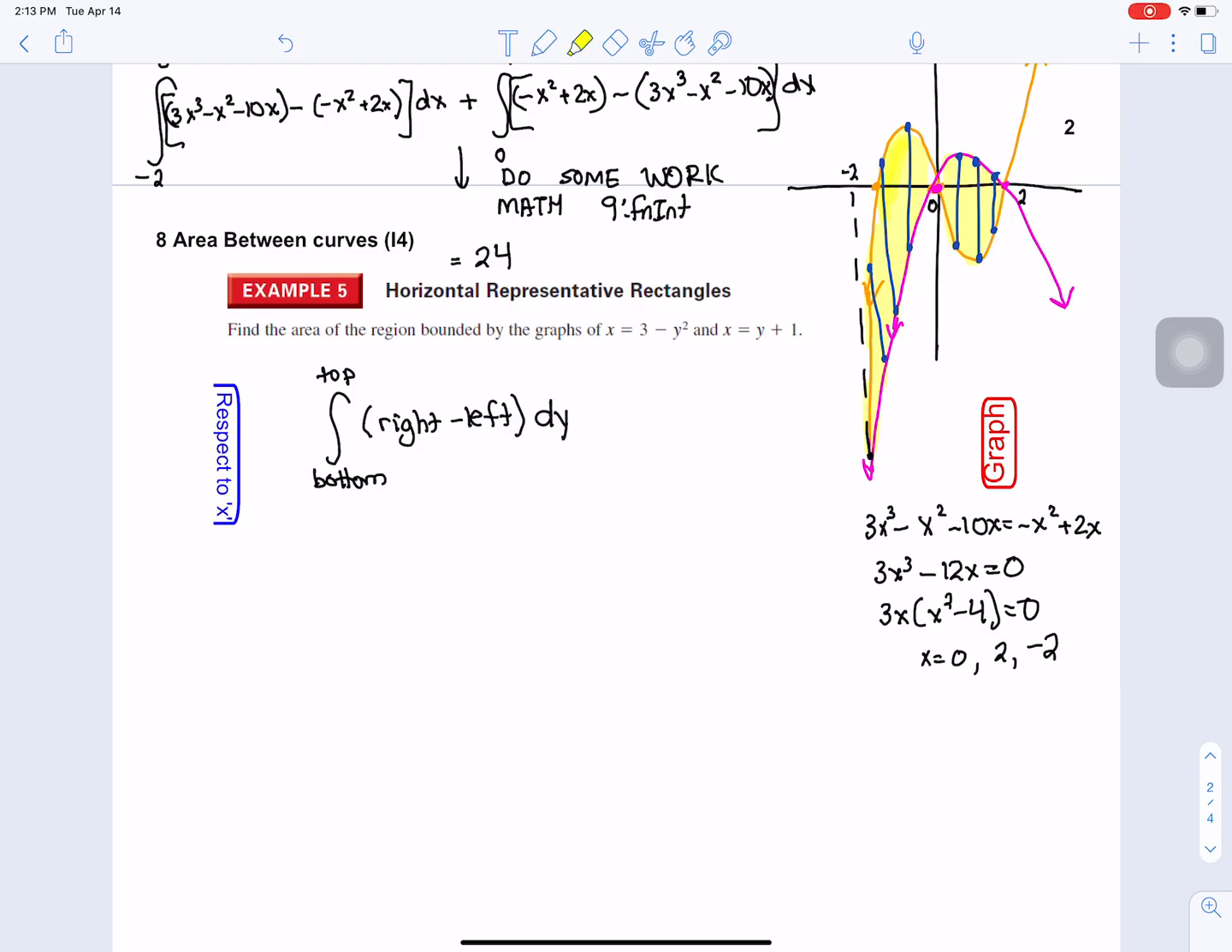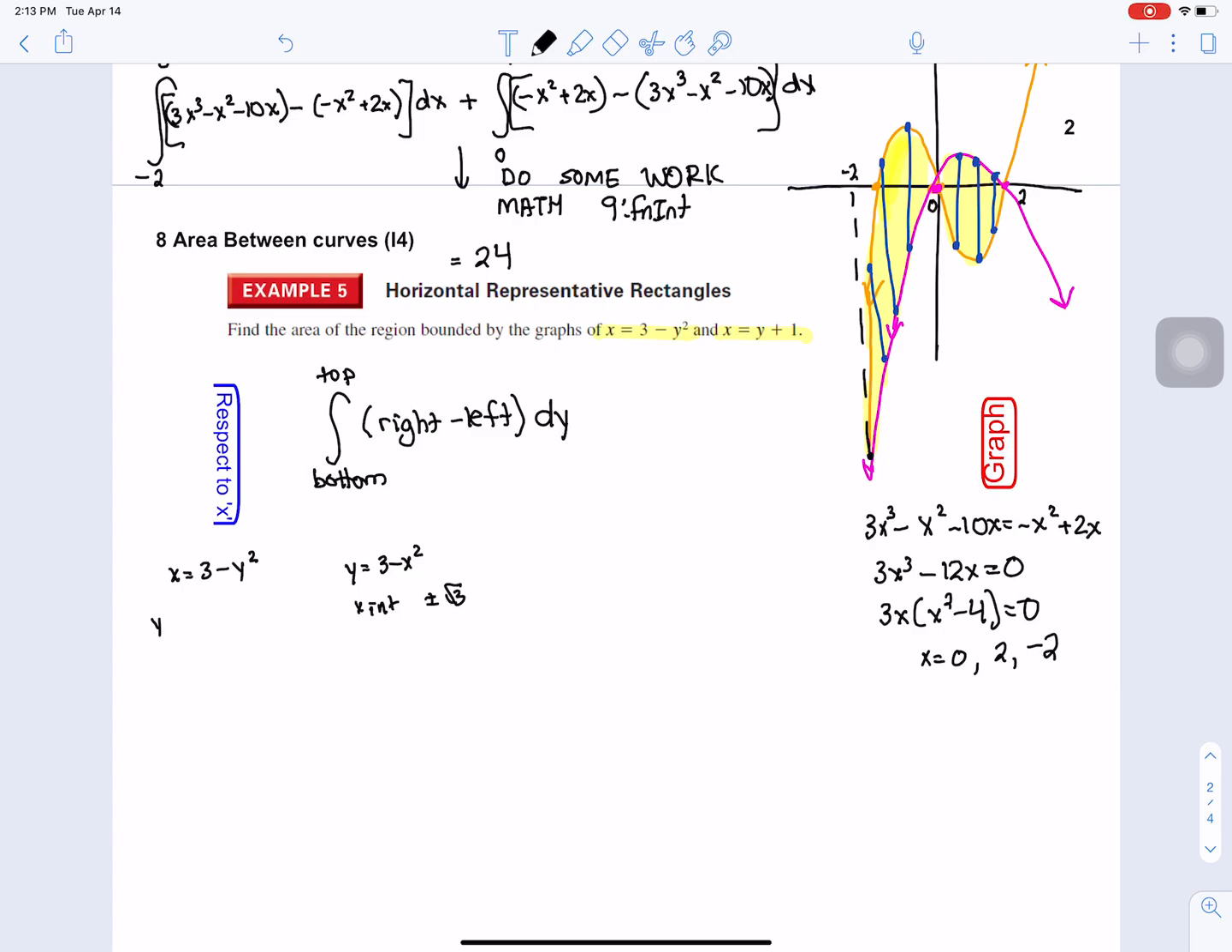Now you'll notice in a given question that you may have to do this because instead of the formulas being given as y equals a function of x, they're being given as x equals a function of y. So let's go ahead and graph it. So x is 3 minus y squared. Like normally, if I were to switch this around, we would find the x-intercepts, which would be at plus or minus root 3.